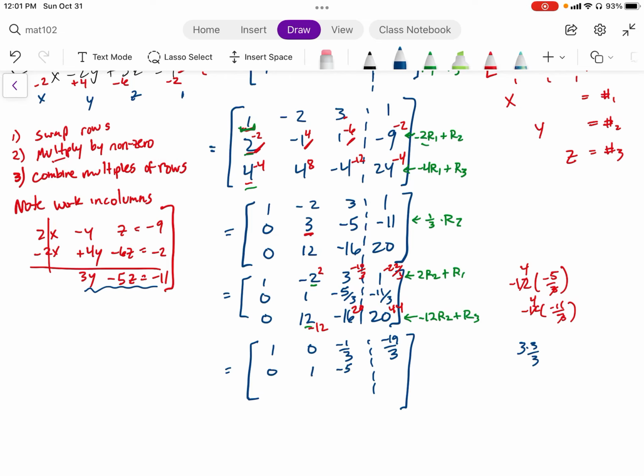0, 1, negative 5/3, negative 11/3. 0, 12 minus 12, 0. Almost done. Negative 16 and 20 is 4, 64.